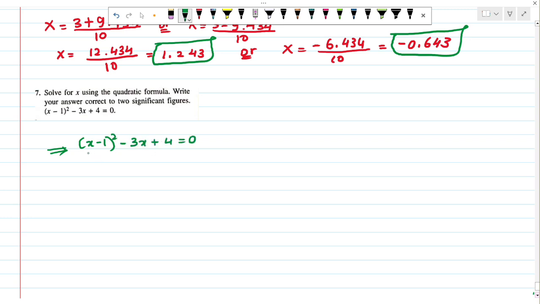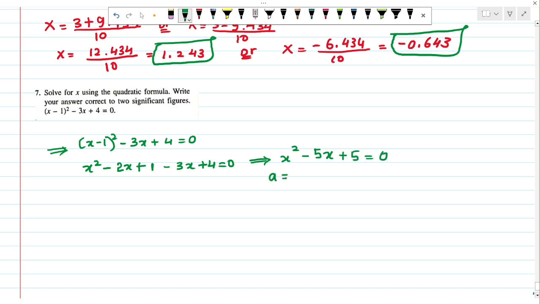So this is of the form a minus b whole square. So a minus b whole square is nothing but a square minus 2ab plus b square. a is x, b is 1, so plus b square is 1 square, that is 1, minus 3x as it is, plus 4 as it is. So if I simplify, I'll get x square minus 5x plus 5 equals 0.